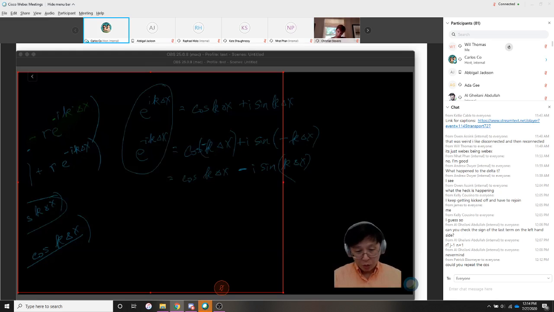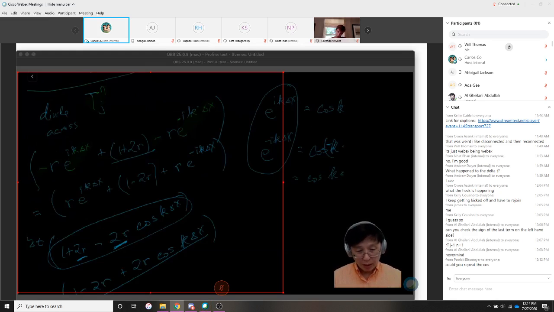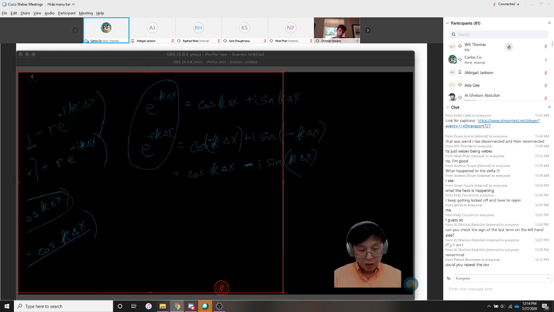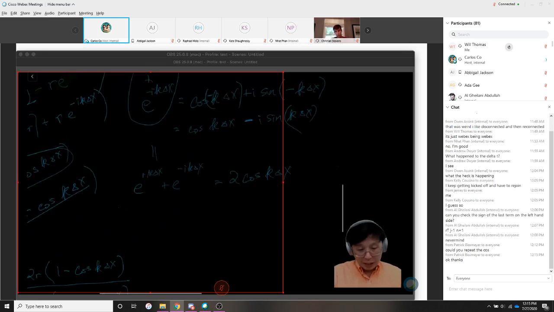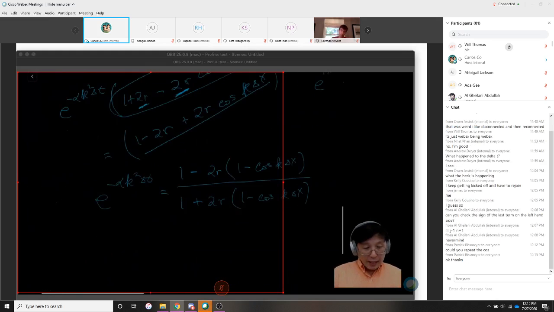And so notice if you're adding these two together, as we are doing here, we are adding this with that. If we add these together, that's e to the i k delta x plus e to the minus i k delta x. If you're adding them, you're just left with 2 cosine k delta x. The imaginary part cancels out. Okay, that's all we are doing there.